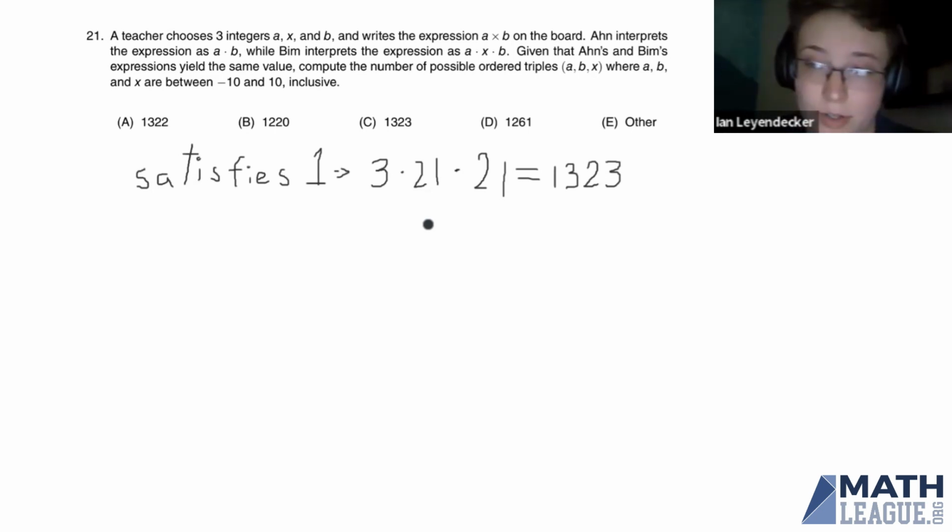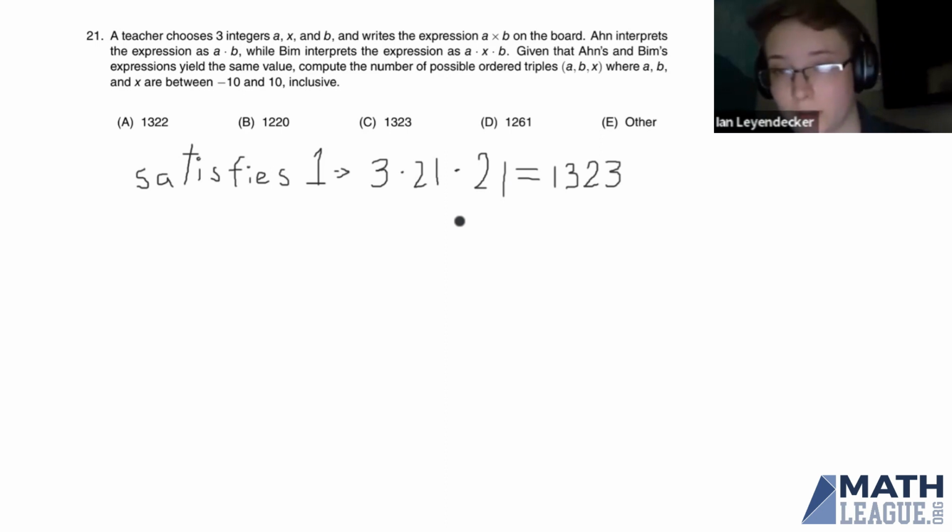That's 10 negative integers, 10 positive integers, and 0. So 21 total options. So 21 choices for one of the empty spaces and 21 choices for the other empty space, giving us 3 times 21 times 21. 21 squared, you should have your squares memorized up to 30. We know that's 441, and then 441 times 3 is 1,323. And that satisfies one of our rules.